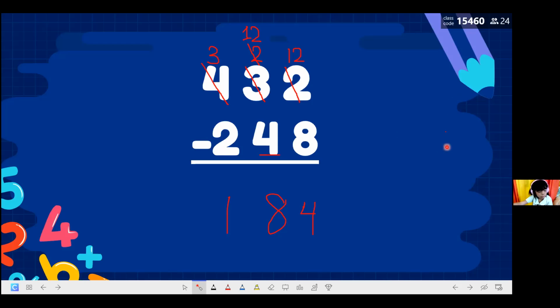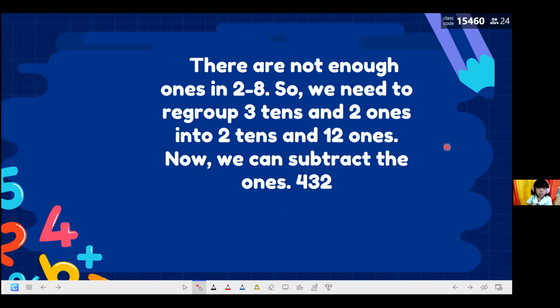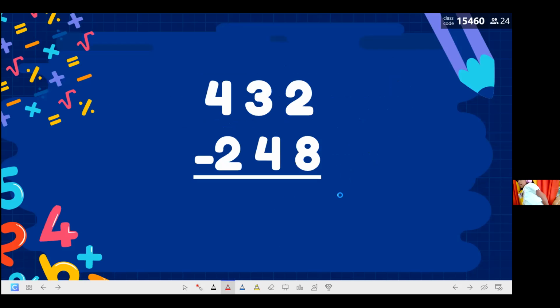So very good, everyone. What we did earlier is that there are not enough ones in 2 minus 8. So we needed to regroup 3 tens and 2 ones into 2 tens and 12 ones. Now we can subtract the ones. Just disregard this number. I'm sorry for that.